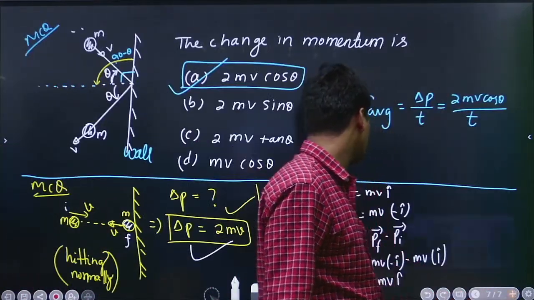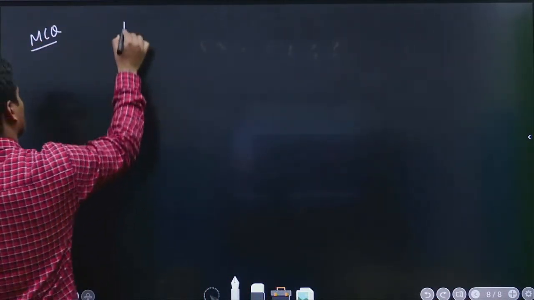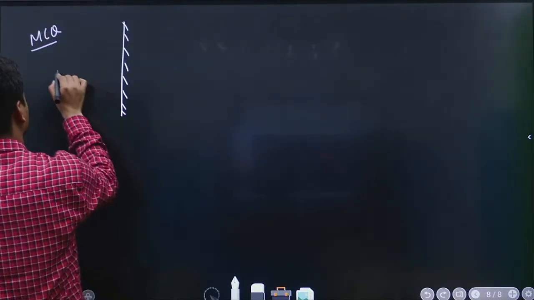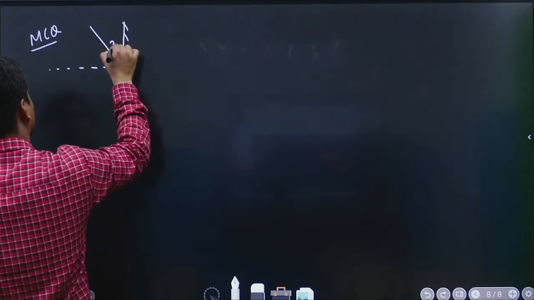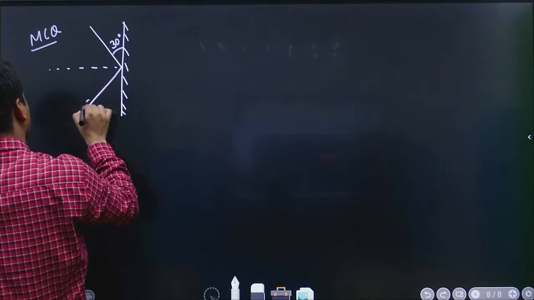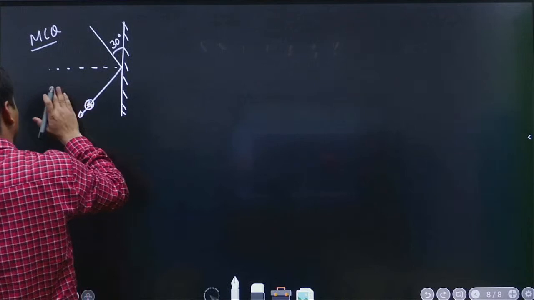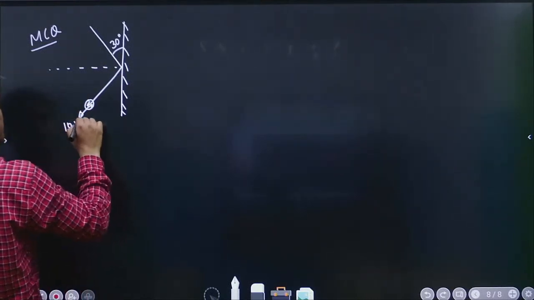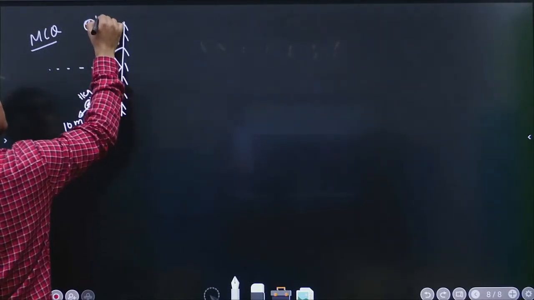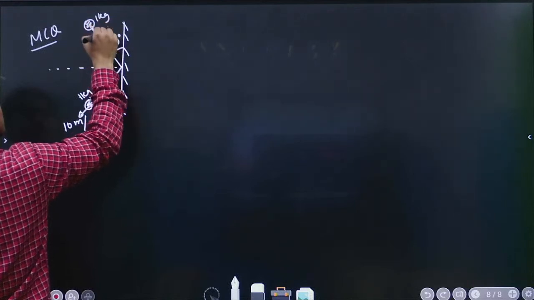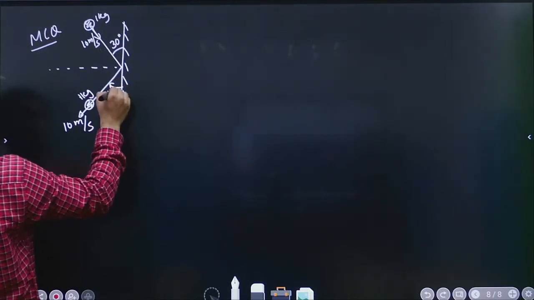Now sometimes they will give some questions with angle. Here a dotted line is there, and this angle is given as 30 degree. This mass is going with velocity, the total velocity given here is 10 meter per second, and the mass is 1 kg. Here also the mass is 1 kg, the same mass, coming with 10 meter per second. Here it is a 30 degree angle, and here also it is a 30 degree angle.